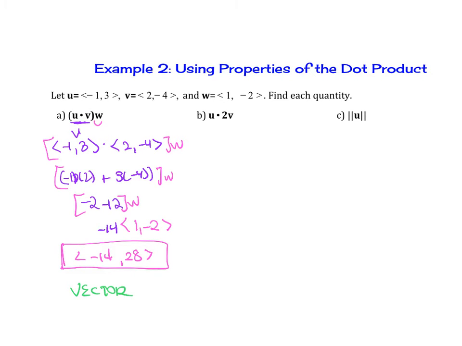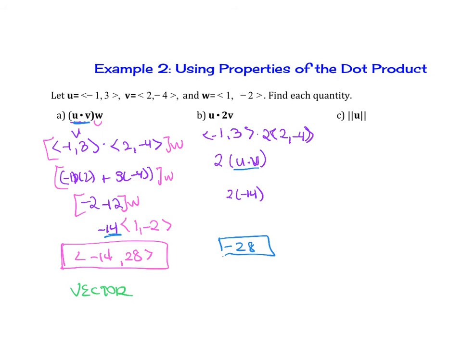Letter B, we have u times 2v. So u is negative 1, 3, and 2 times v is 2 and negative 4. What we could do is factor out this 2 to the outside and then multiply it to u times v. Remember that u times v, we already know: it's negative 14. Let's make this a little simpler because we did the work already. So therefore, that is going to be negative 28, and this would be a scalar.